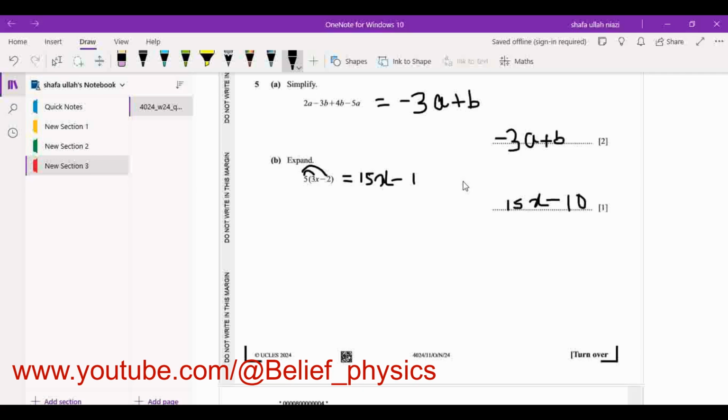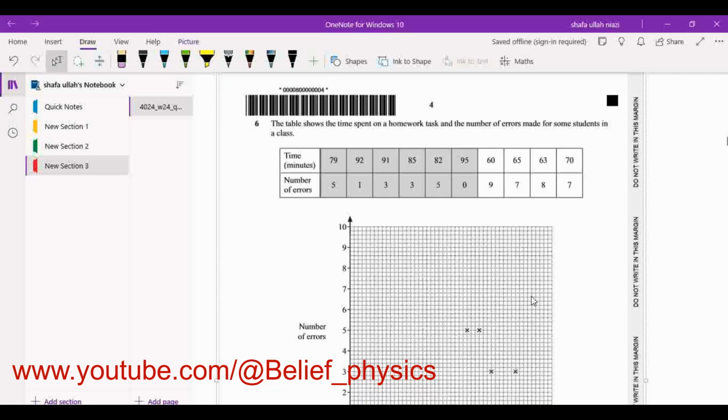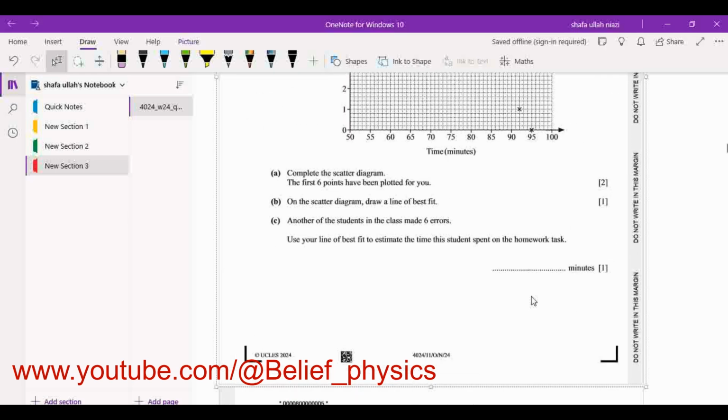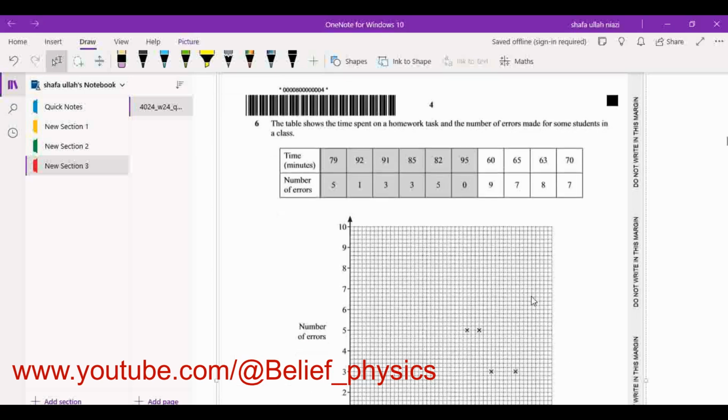Next is question number 6. The table shows the time spent on a homework task and the number of errors made by some students in a class. The question is to complete the scatter diagram. The first 6 points have been plotted for you.